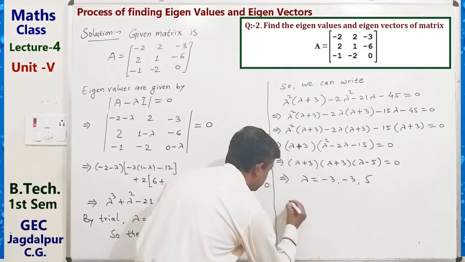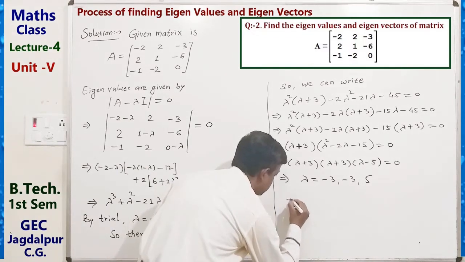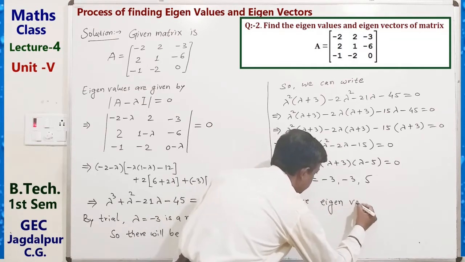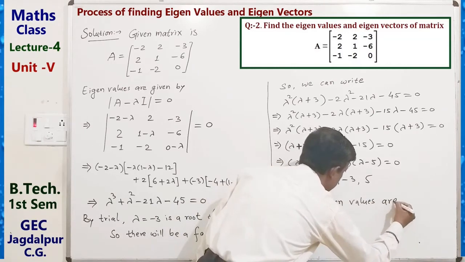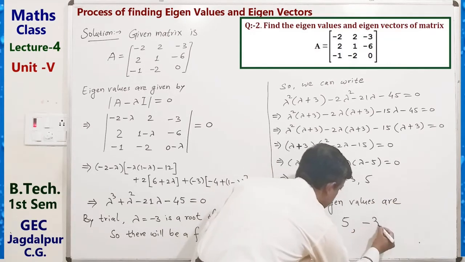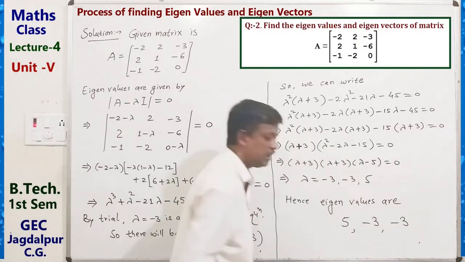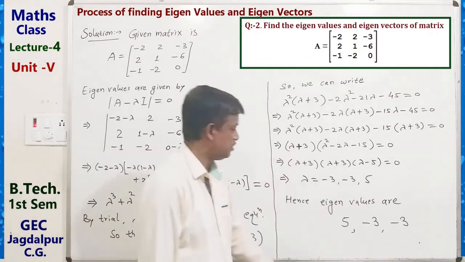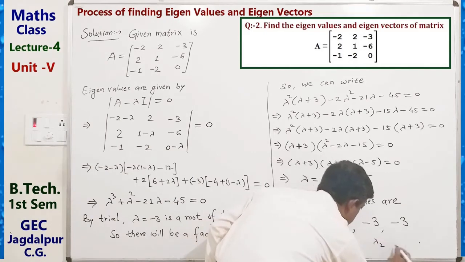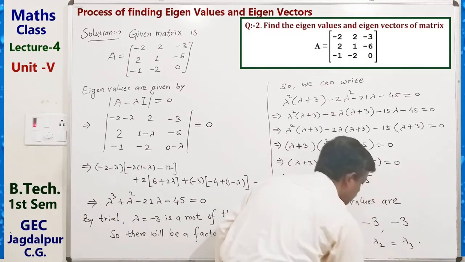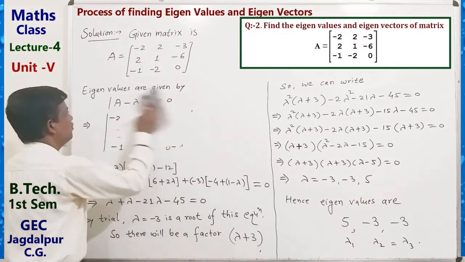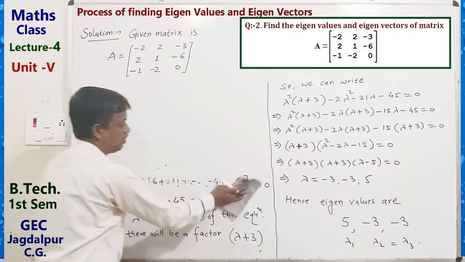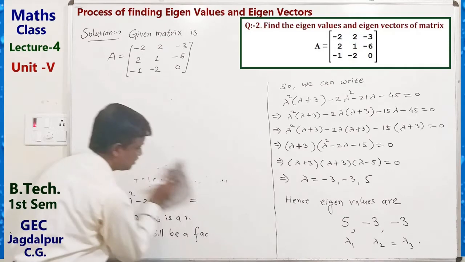Hence, eigenvalues are 5, minus 3. We see that two roots are repeating, they are equal. So one by one, this is lambda 1, this is lambda 1, this is lambda 2, this is lambda 3. But lambda 2 and lambda 3 are equal. So now we will find the eigenvectors, one by one, just write and solve it.